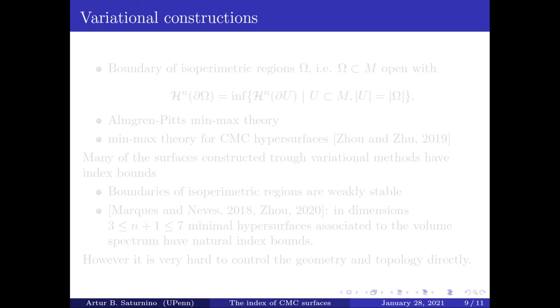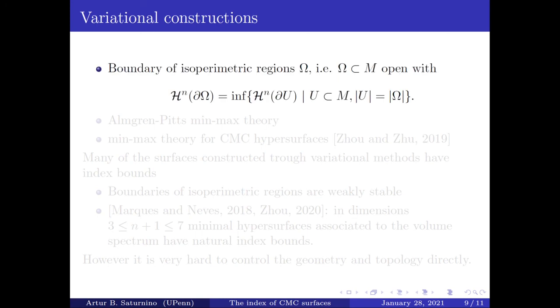Now, I want to go to some constructions of CMC hypersurfaces. The simplest example is the boundary of an isoperimetric region. That is, a region that minimizes surface area for the volume it contains. It turns out that we can always do this minimization and get a smooth boundary in dimensions between 3 and 7.